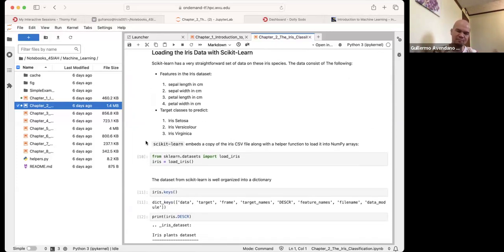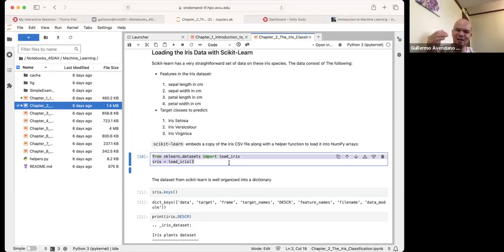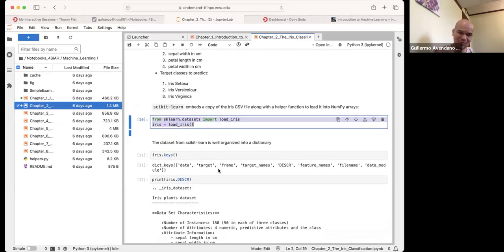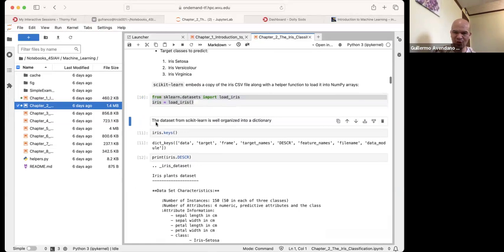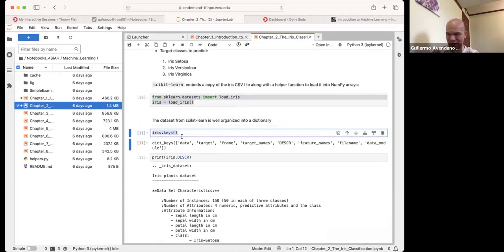And if you want, this data set is so commonly used for teaching these sort of things that it is inserted into scikit-learn. So you don't need to download anything. It's just this line here, and you download the data set. You have the data set inserted into a variable. So now you have here all the keys. So the data set is like a dictionary.